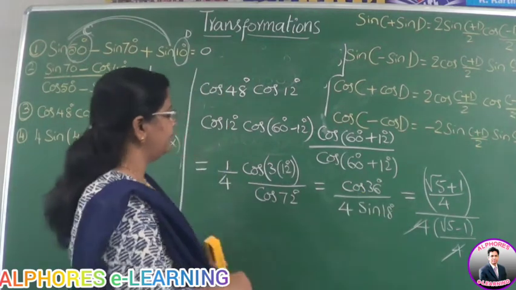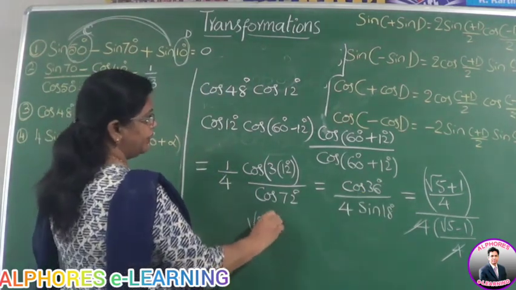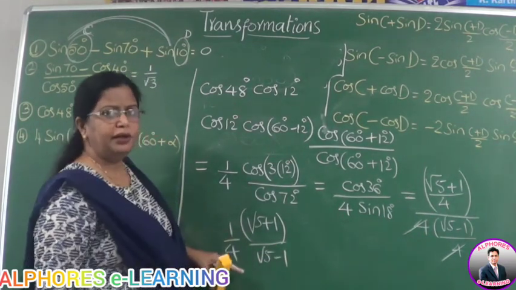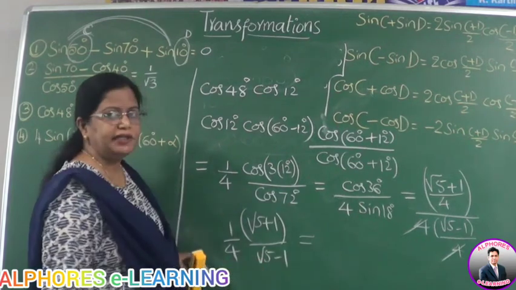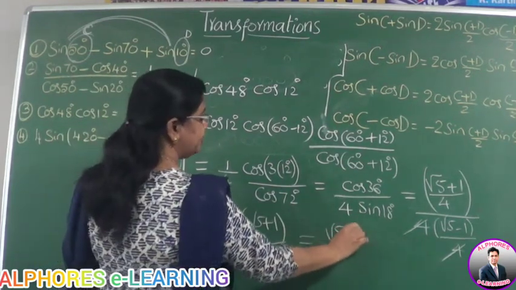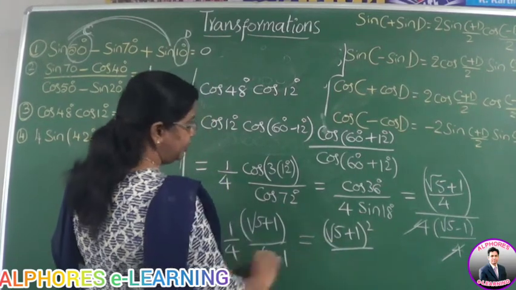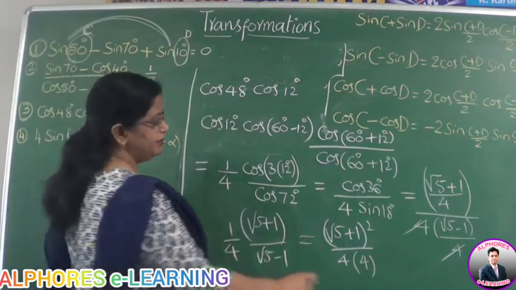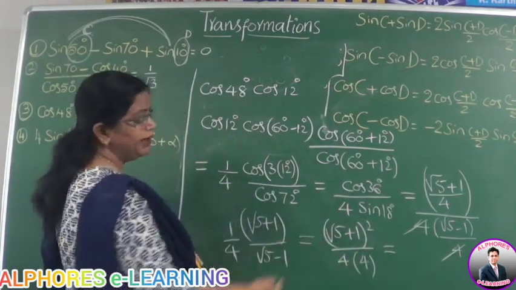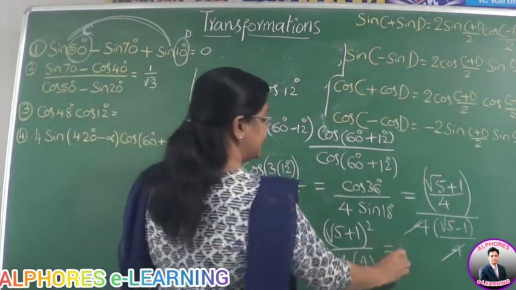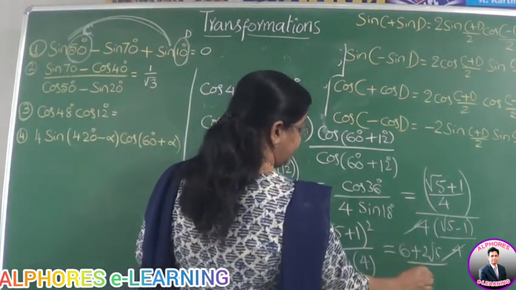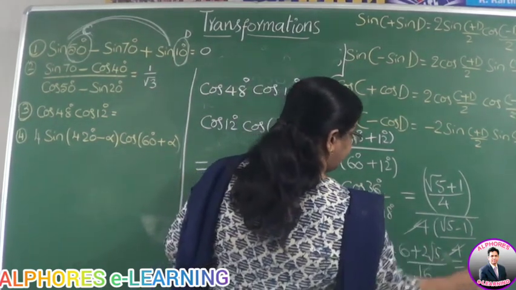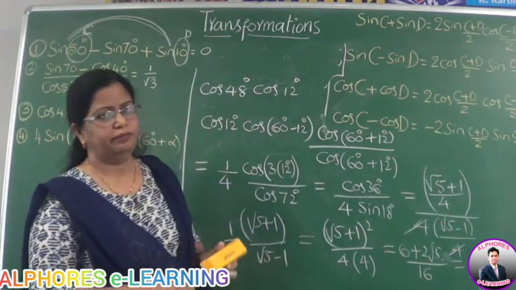Now you got finally root 5 plus 1 divided by root 5 minus 1, and here 1 by 4. In this way, if you do rationalization, that is root 5 plus 1 whole square divided by, you will get here 4 into how much? Again another 4. And if you do simplification, what is the value? It is 5 plus 1, so 6. 6 plus 2 root 5 divided by how much? 16. That means this value is 3 plus root 5 divided by 8. Finally you got this value.